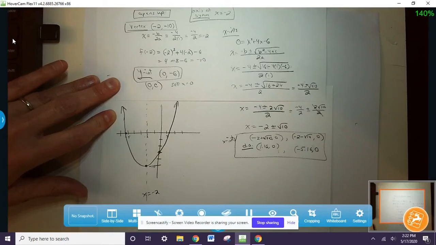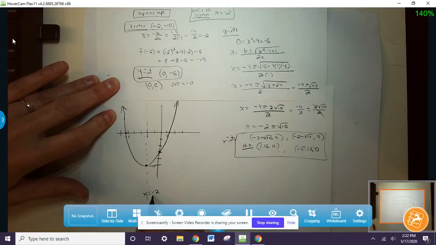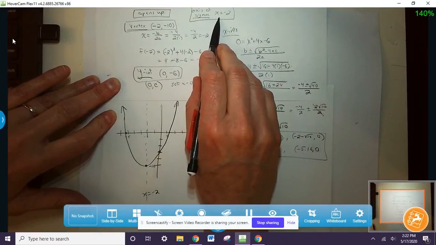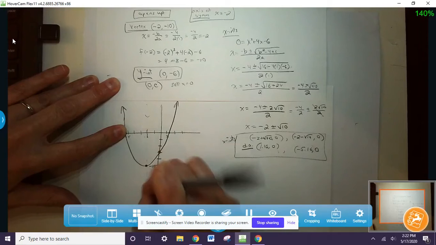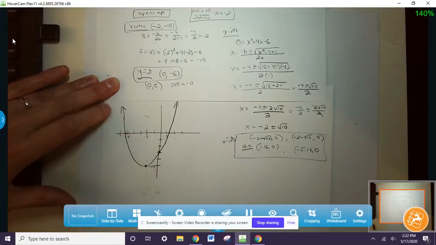You do not have to draw in the axis of symmetry. The directions said to find the equation, so make sure you do that, but you don't have to include it in your sketch. So if you don't feel like you need it, then you don't have to include it. And that's our first example.